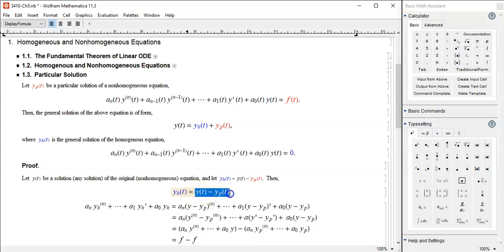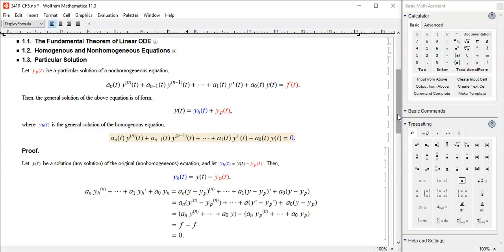Then this y minus yp, which we'll name yh, is a solution of the homogeneous equation. That is not difficult to prove: if you put it into the left-hand side of the differential equation and apply the derivative nth times, it is the same as the difference of the derivatives, and so on. Then if we apply algebra, all the y parts minus all the yp parts.